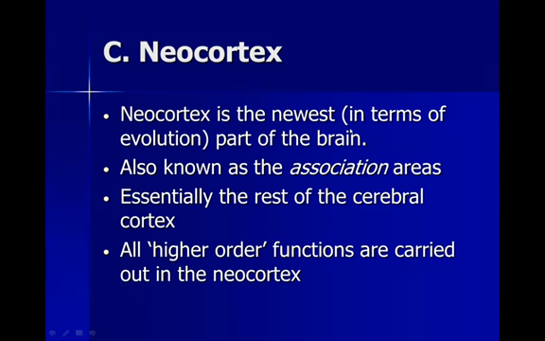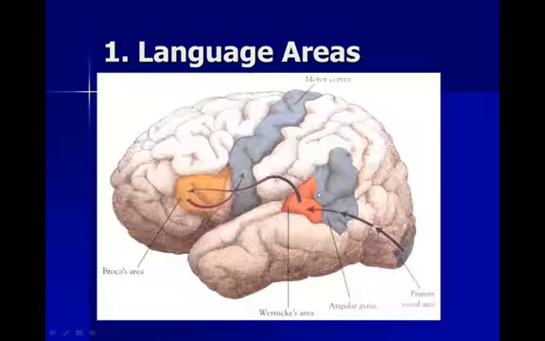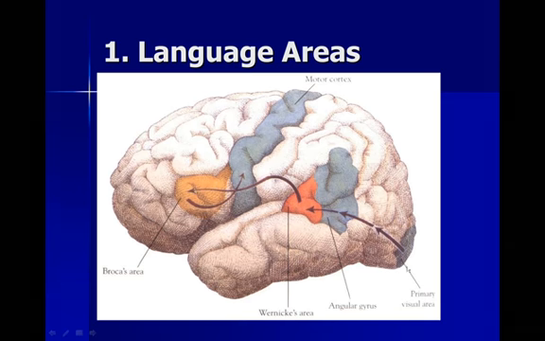The neocortex, which again is the newest part of the brain in terms of evolution, is also known as the association areas. Essentially, it's the rest of the cortex that is not involved in senses, and all our higher order functions are carried out here. Things like language. Of course, we have language processing. This is an example of how we might read. Information comes into the primary visual area through the angular gyrus to Wernicke's area, which allows us to understand language, and then Broca's area, which allows us to create language, that is, to speak.